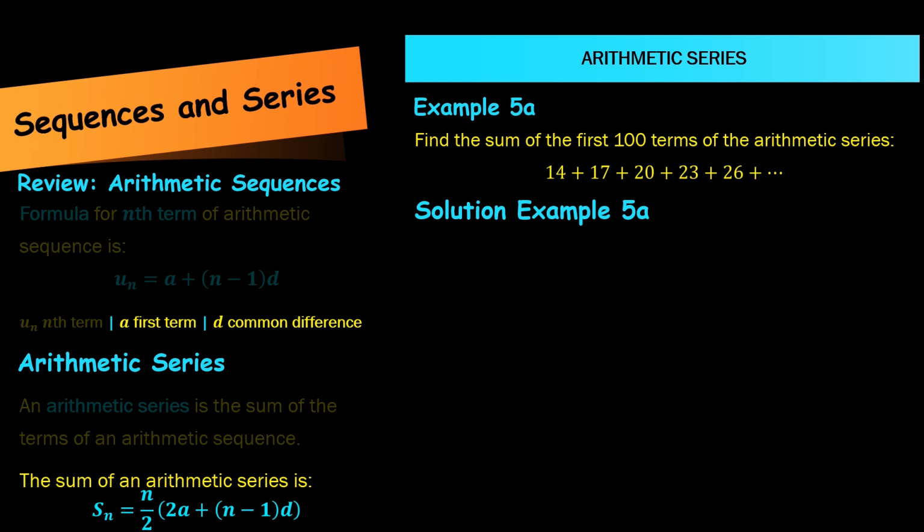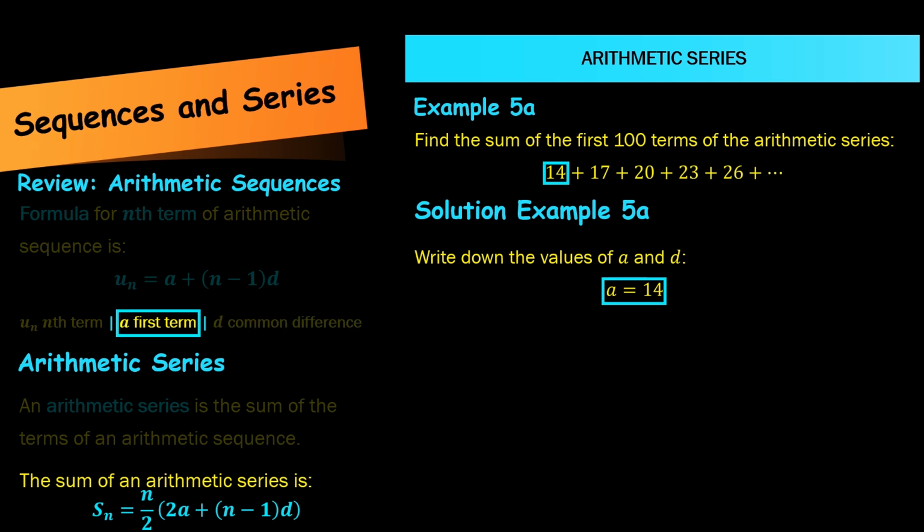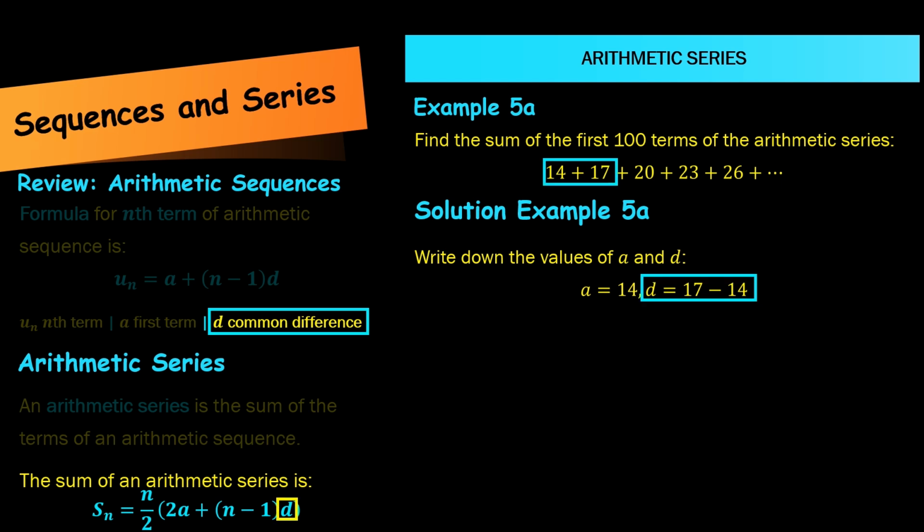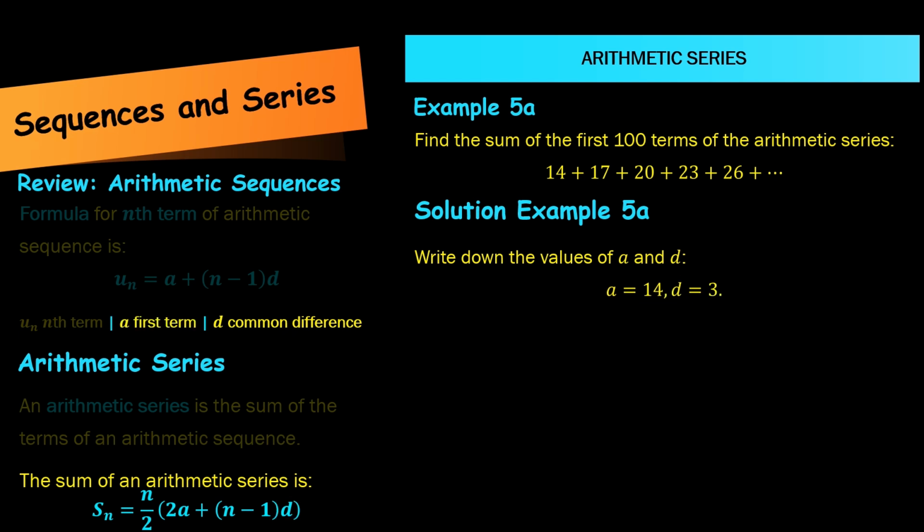So let's solve this. We're going to begin by writing down the values of a and d. a is the first term, so therefore a is equal to 14. And d is the common difference. So we can calculate that from the first two terms, which are 14 and 17. Therefore d is equal to 17 minus 14. And this gives us that d equals 3.